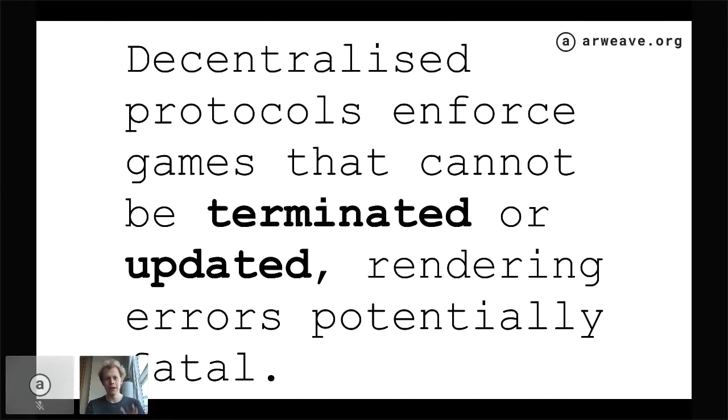But at least in this case, the incentive system that Maurice was interacting with could be turned off, right? This was a centralized system managed by the government. They realized there was a problem. They fixed it. They can't go back in time and reverse the damage that was done, but they can at least stop more damage happening in the future, which until decentralized networks came along, would be hard to think was something we'd even have to worry about. But with decentralized protocols, they enforce games that cannot be terminated or updated, potentially rendering errors fatal.